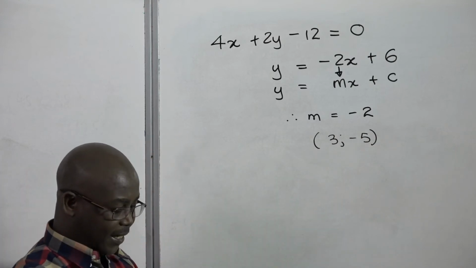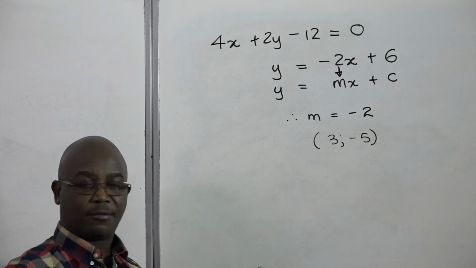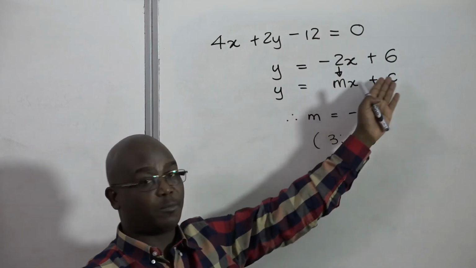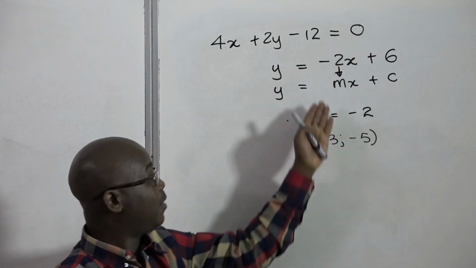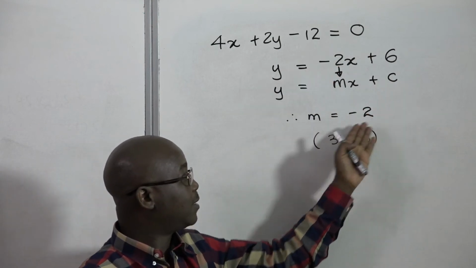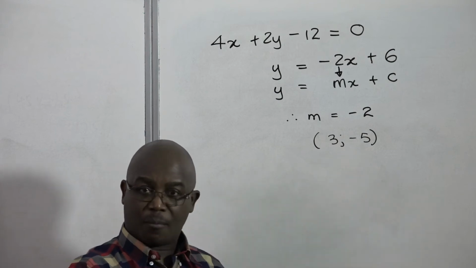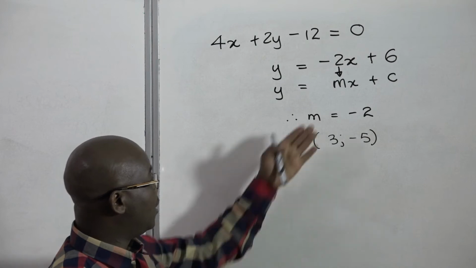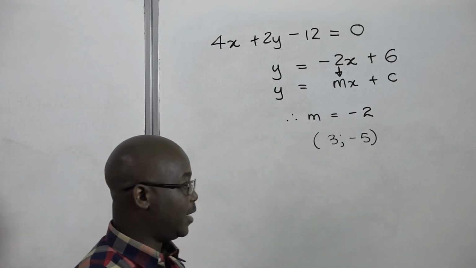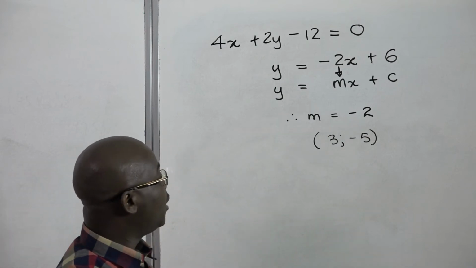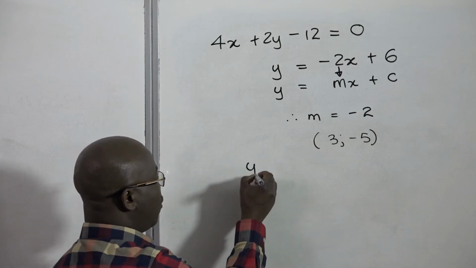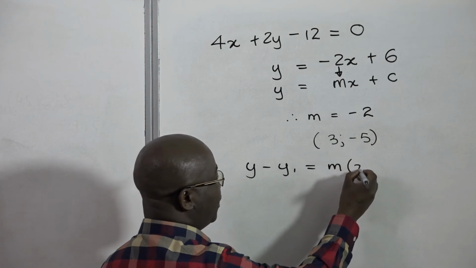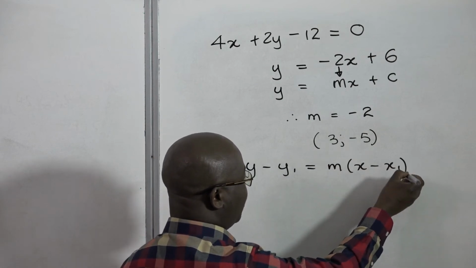So what we have only done here, which is different from the first example, was to rearrange this equation in the form y is equal to mx plus c, so that we could determine the gradient. Now we've got the gradient and the coordinate. We go back to the general formula and substitute this information into that equation and determine the equation of the new line. It will be y minus y1 is equal to m in brackets x minus x1.